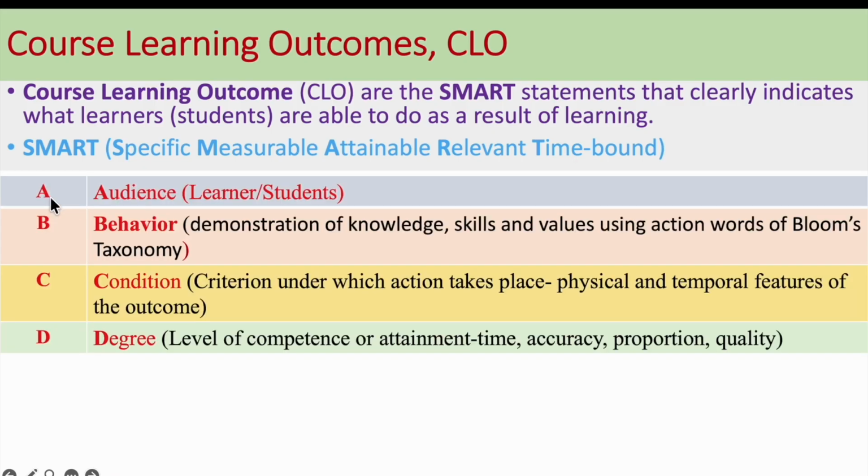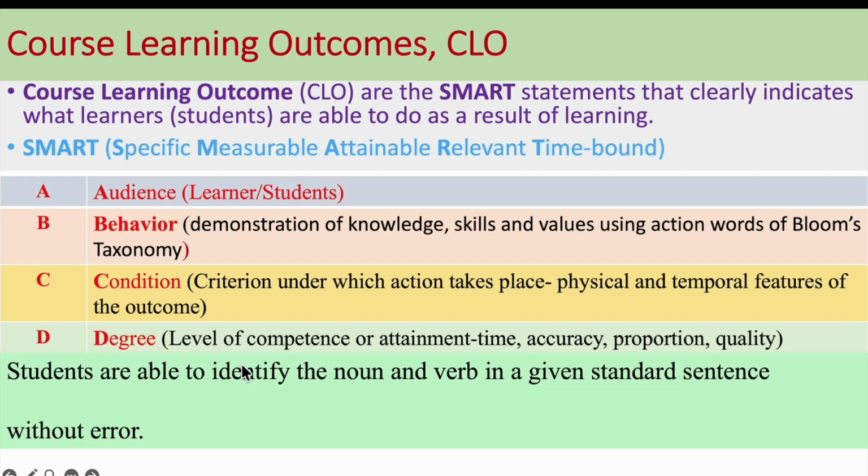It has different words like A, audience, that we have seen in the ABCD model. A is audience, learner, students. B is behavior, demonstration of knowledge, skill, and values using action verbs of Bloom's taxonomy. C is the condition, criteria under which action takes place, physical and temporal feature of the outcome. D is the degree, level of competence or attainment, time, accuracy, proportion, quality.